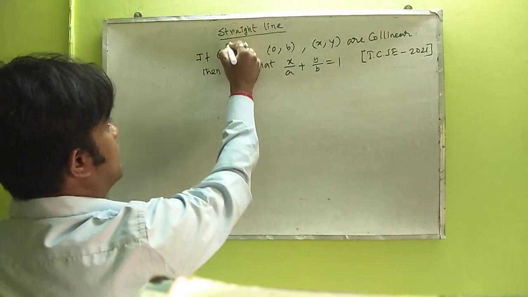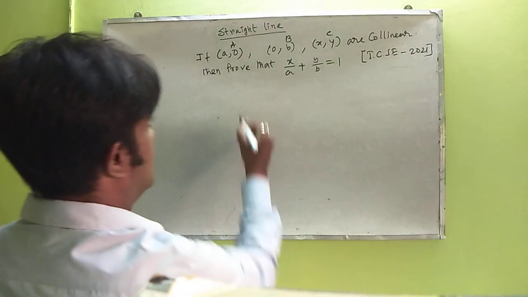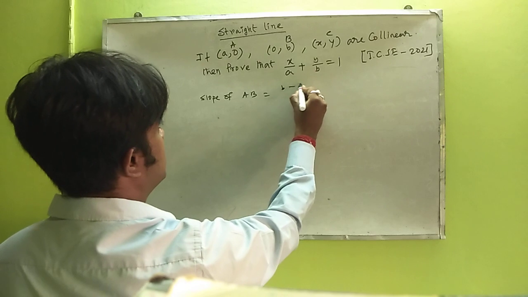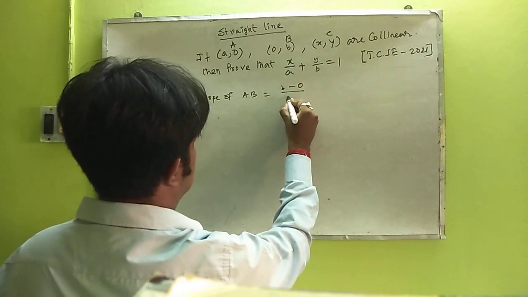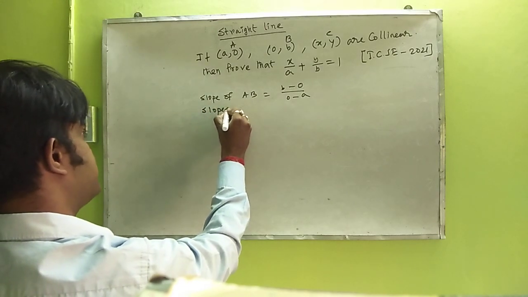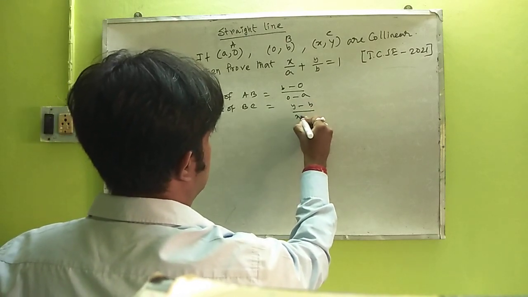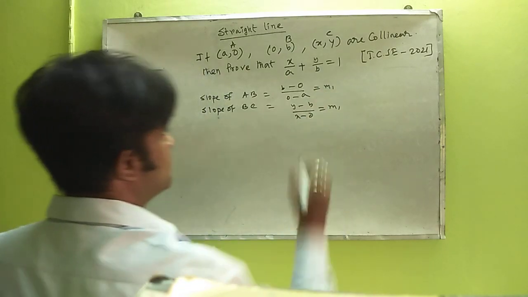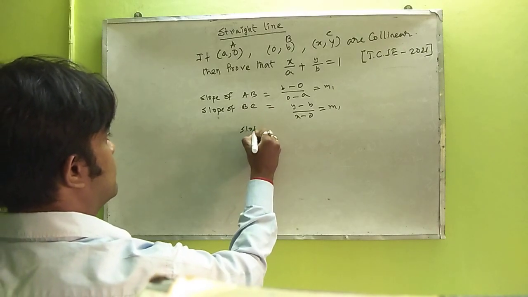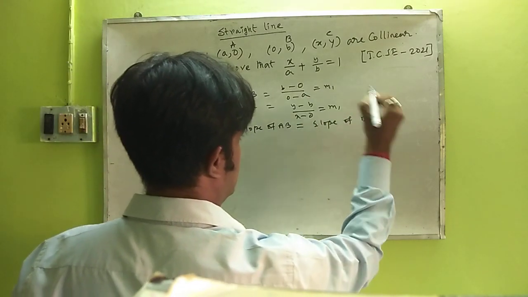Suppose in this sum we take these points as A, B, C. Now the slope of AB will be b minus 0 over 0 minus a, that is y2 minus y1 by x2 minus x1. The slope of BC will be y minus b over x minus 0. This is m1 and this is m2. Then you write: ABC are collinear. Since ABC are collinear, the slope of AB is equal to the slope of BC.